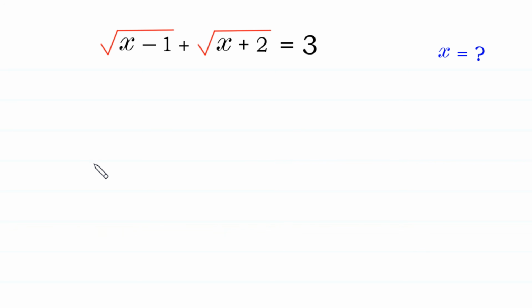Hello, welcome to how to solve this very nice radical equation. Square root of x minus 1 plus square root of x plus 2 is equal to 3.